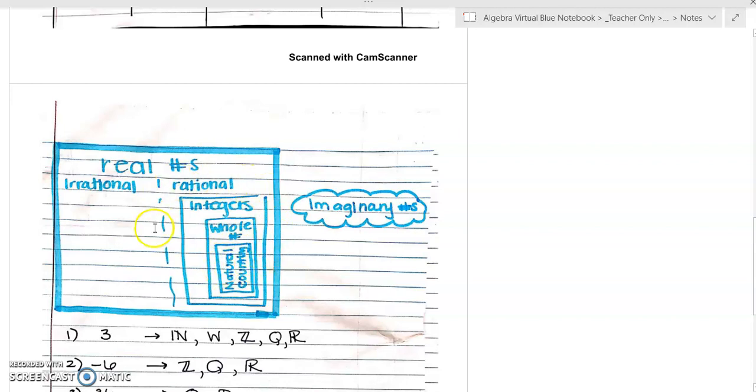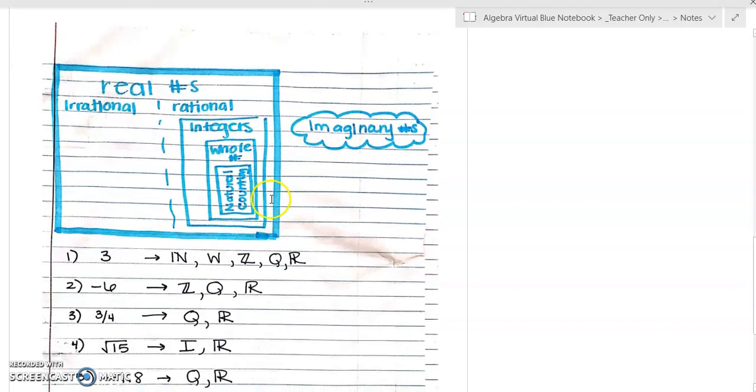So integers, whole numbers, natural counting numbers, those are all rational numbers, which are all real numbers. So there's kind of like categories within a category. And then the imaginary numbers are on the outside of the real numbers. So they just kind of hang out. They're not a part of these. So some examples I want to talk through, and then I have a couple of my own.